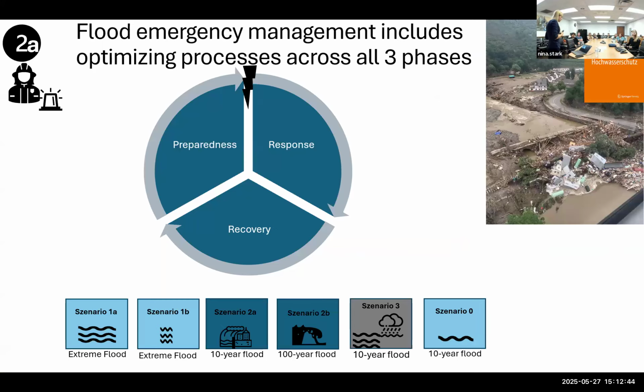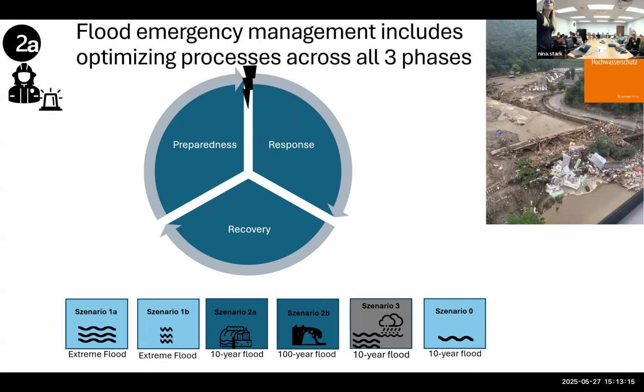The second main research area is about natural hazards. So my doctoral thesis was about flood emergency management, and that includes optimizing processes across 3 phases. So before a disaster happens, we have this typical preparedness for a disaster. Then when the disaster happens or happened, we have the response. And then after that, this long-term process of recovery.